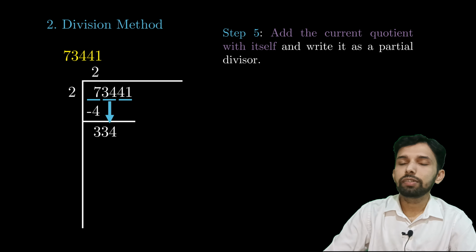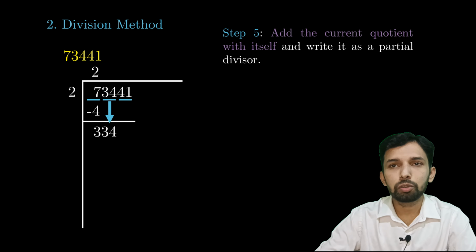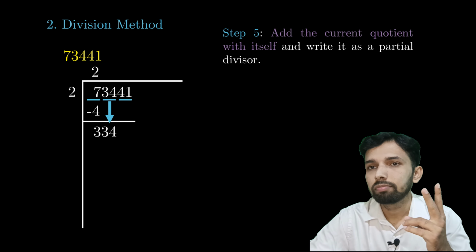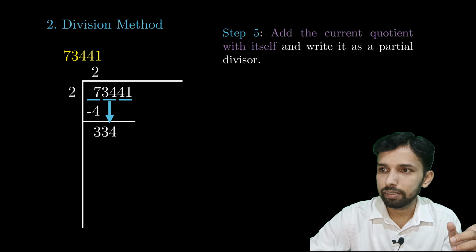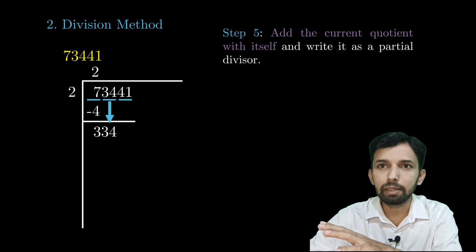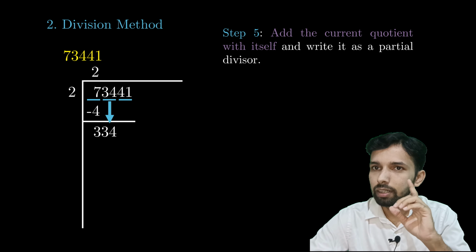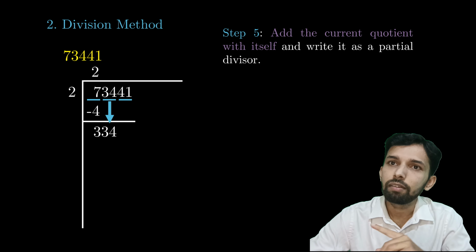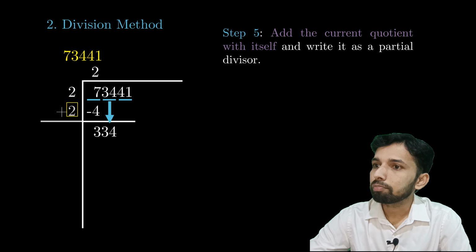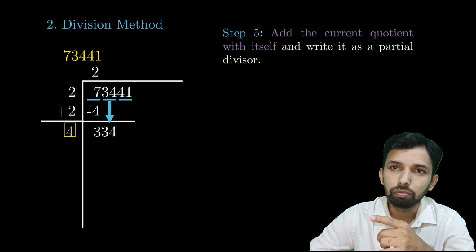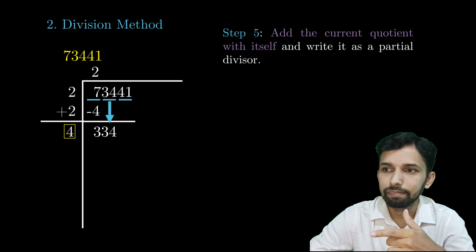Add the current quotient with itself. What is the quotient right now? 2. We will have to add 2 with the 2 that we have got as a divisor. It was the first step. Here it is going to remain the same, but you will have to take care of this step. Whenever we are moving to the next example, I'll explain that. So we will add 2, which is the last quotient, with itself, giving us 2 plus 2, 4.